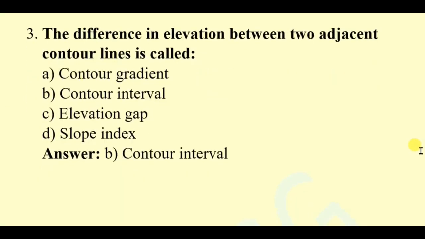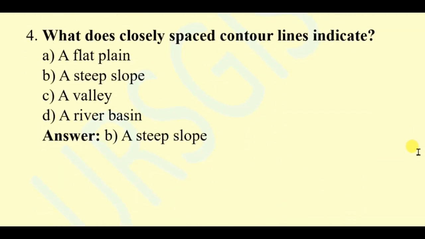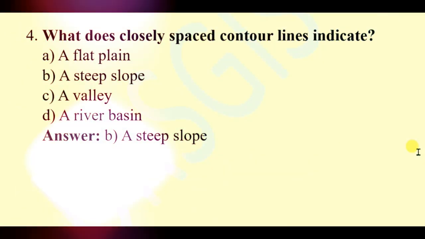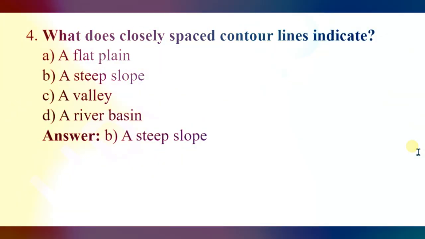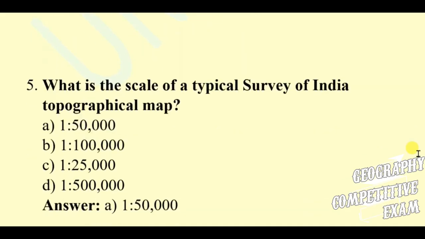Question number 3. The difference in elevation between two adjacent contour lines is called contour gradient, contour interval, elevation gap, slope index. Here the right answer will be contour interval. Question number 4. What does closely spaced contour lines indicate? A flat plain, a steep slope, a valley, a river basin. Here the right answer will be steep slope.